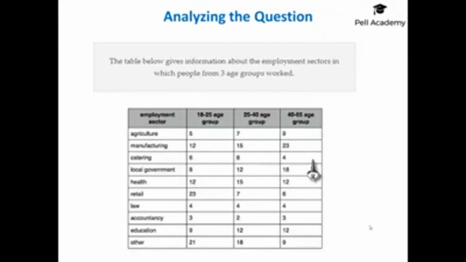To analyse the question, the first thing I want you to do is analyse it yourself. Take a look and decide what exactly you would choose as the key features, what things are significant, what things are not significant. It's probably best if you pause the video and analyse it yourself first. What I'm going to show you now is just the bits that I have marked on the table.